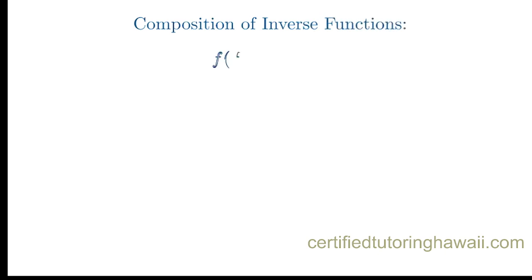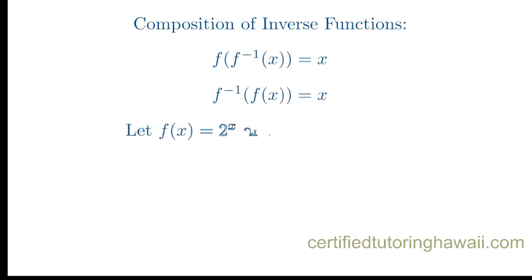A very powerful way to confirm two functions are inverses is by composing them. That is, plugging one function into the other. When you compose inverse functions, they essentially undo each other and return the original input, x. Composition of inverse functions: f of f inverse of x equals x, and f inverse of f of x equals x. Let's use our functions. f of x equals 2 to the x, and its inverse, f inverse of x equals log base 2 of x.